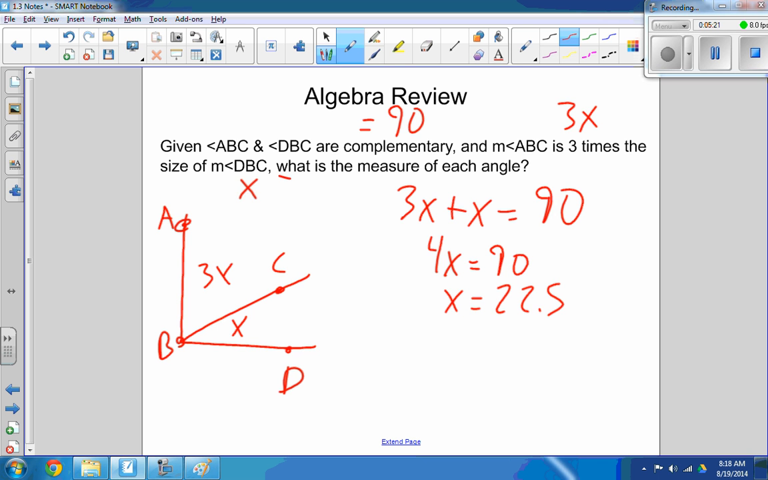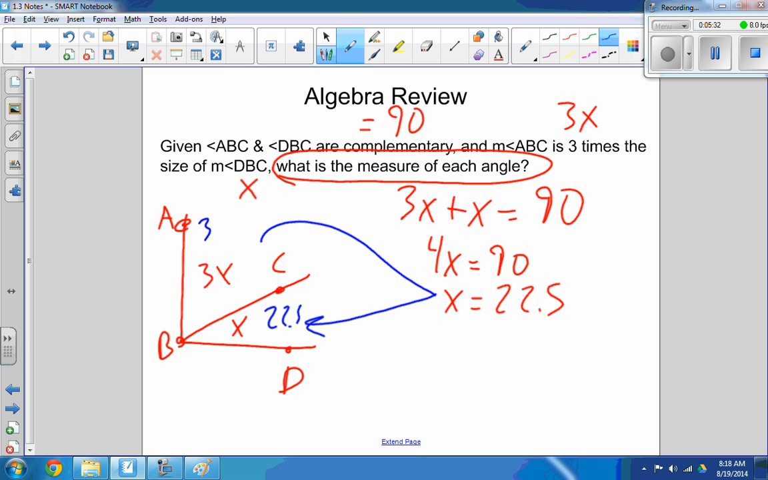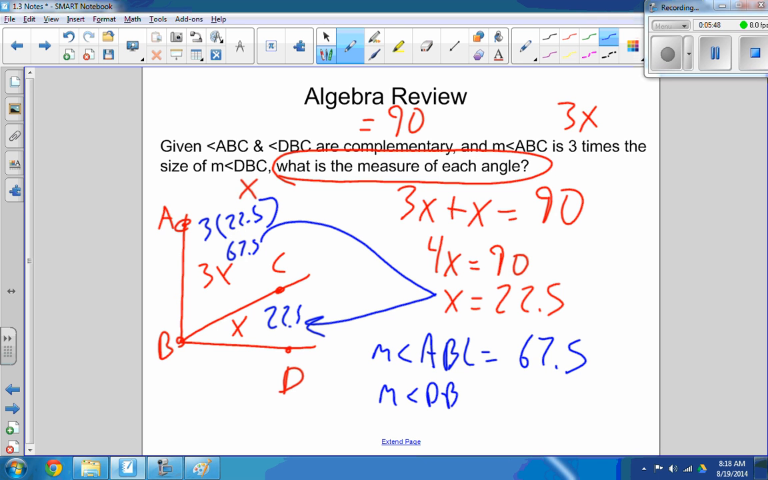Now I'm not done because it asks what is the measure of each angle. So I have to actually plug it in here. Well, that one's just x, so it's 22.5. This one, 3 times 22.5, so we've got 67.5. So the measure of angle ABC is 67.5. The measure of angle DBC is 22.5.